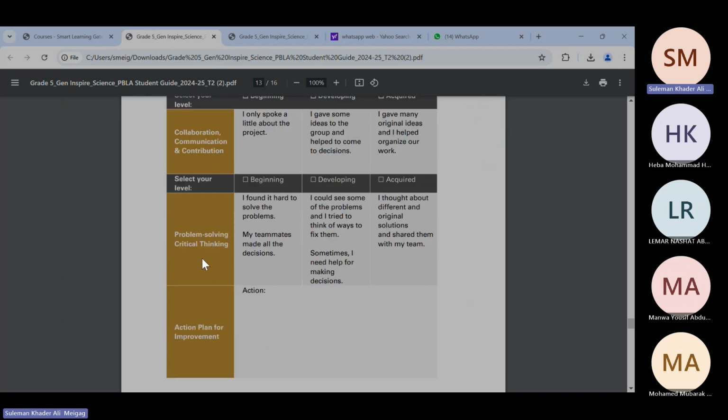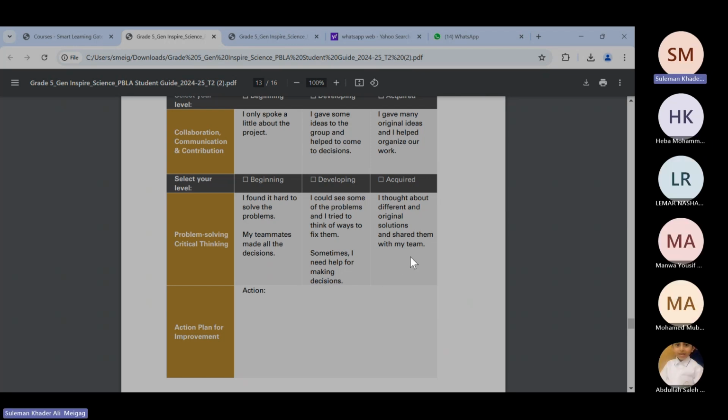Okay. Next, problem solving. Look at the highest level. I thought about different and original solutions and shared with my team. Okay. How did you help your team solve the problem of this water?